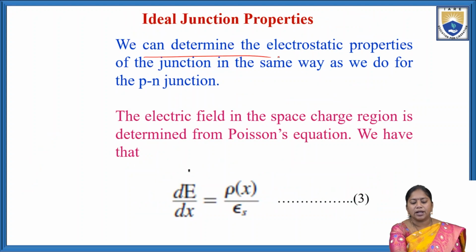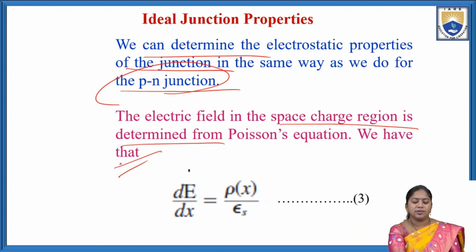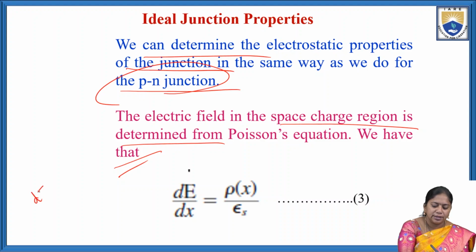We can determine the electrostatic properties of the junction in the same way as for the case of the PN junction. The electric field in the space charge region is determined from Poisson's equation, that is dE by dx equal to rho of x by epsilon s.